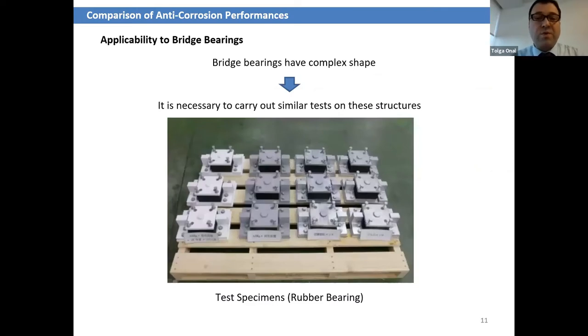The test was performed for plate-like specimens, but bridge bearings have complex shapes, so it is necessary to carry out similar tests on these complicated structures to see the shape effect, the shape factor, for the performance of the coating materials. In order to achieve this, we used rubber bearing test specimens for the accelerated corrosion test.